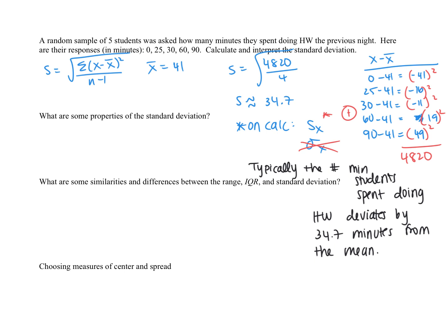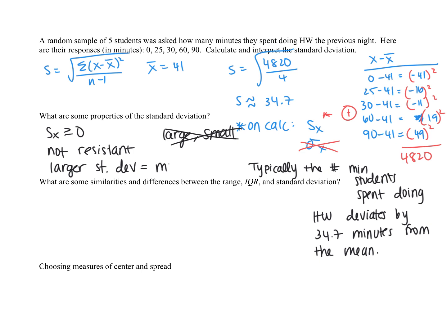A few things for you to know. Standard deviation is 0 or bigger. It is not a resistant measure. You are never going to say that standard deviation is large or small. It's only used for comparison purposes. But a larger standard deviation does indicate more variability.